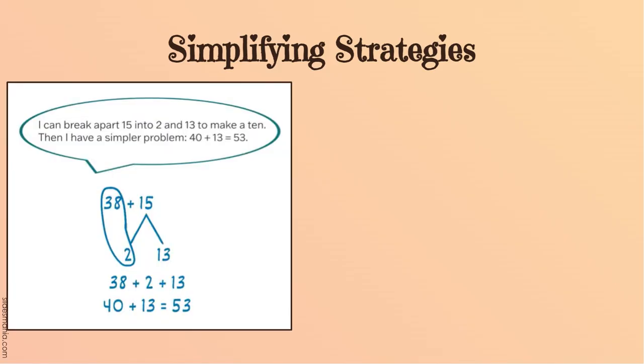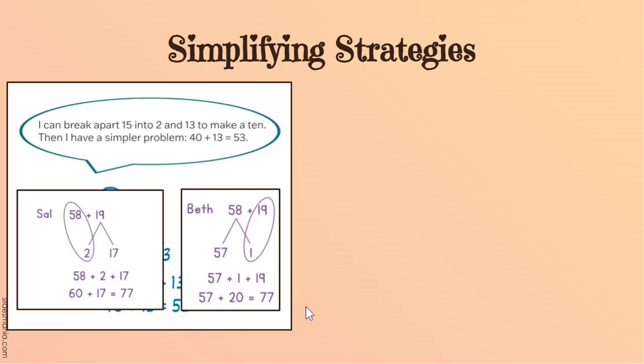So in this problem, they're asked to add 38 plus 15. To make it an easier problem to do in their head, they're going to decompose 15 into 2 and 13. They did that because 38 and 2 makes 40. And once I have a multiple of 10 in my head, it's pretty easy to add or subtract from multiples of 10. So 40 plus 13 makes 53.